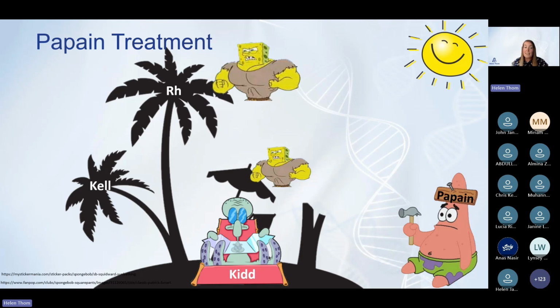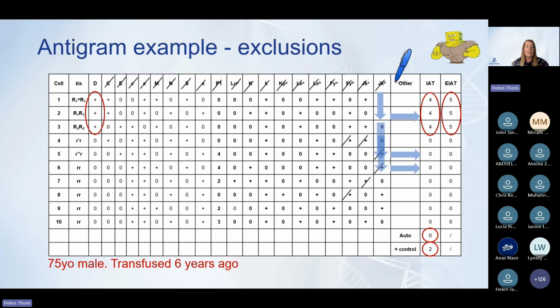This is sometimes why you get stronger reactions, particularly with your Rh and Kidd, where reactions are enhanced when you use papain. This is because the Ms, Ns and the Duffys are out of the way, so there's more room for those antibodies to bind. With your Kell, I've seen it where you can get increased strength, but not always. Sometimes it is just the same strength. So just things to bear in mind.